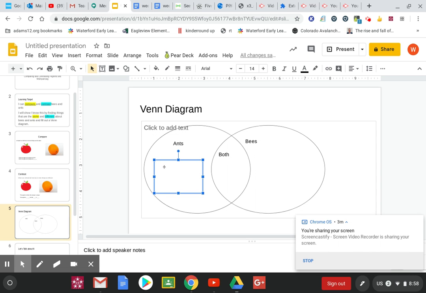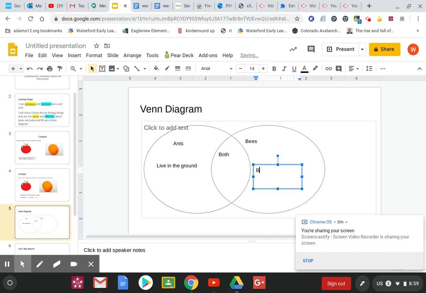Okay, so let's talk about ants. We read these two stories. We read a story about ants and we read a story about bees. So something that's different I found is they live in different places. So ants live in, where do they live, guys? In the ground. And I found out that bees live in the hive.